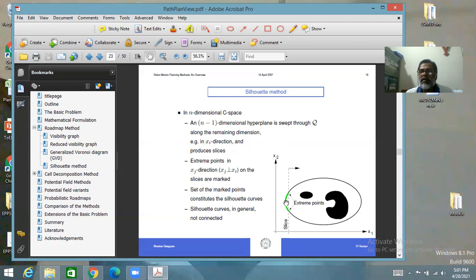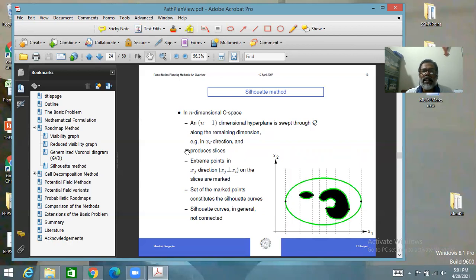and in successive slices, as you get the extreme points, go on connecting them. As you go on connecting them, after a little while you will get extreme points, which will give you this curve and this curve. One extreme here, another extreme here. Like this, you go on connecting them. This curve will grow till this point, this curve will grow till this point, and so on. So the set of the marked points constitutes the silhouette curves.